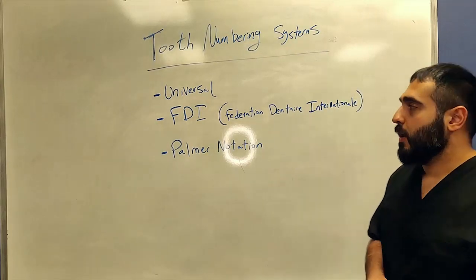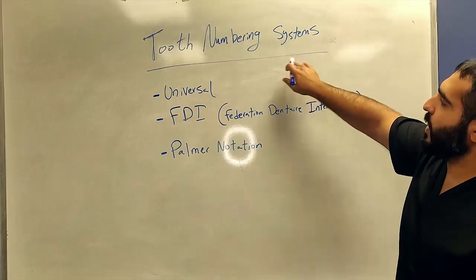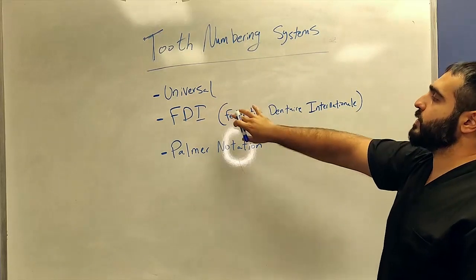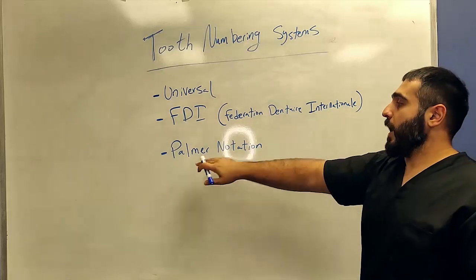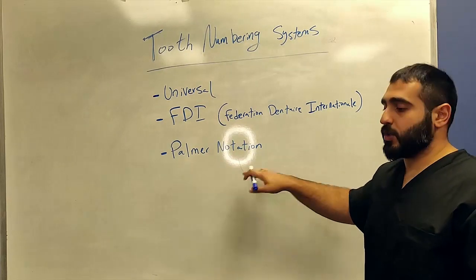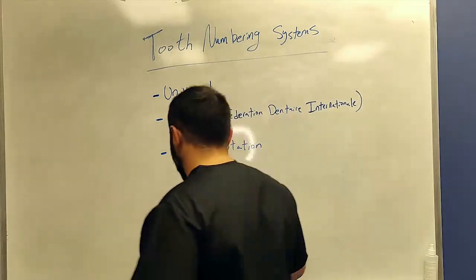Hello everyone. We're going to talk about the three tooth numbering systems. We have the universal system, the FDI system. FDI stands for the Federation Dentaire Internationale. And we have the Palmer notation tooth numbering system. We're going to start with the universal.